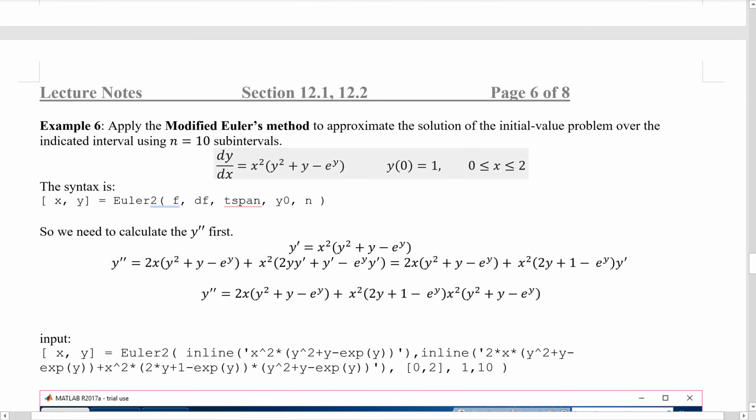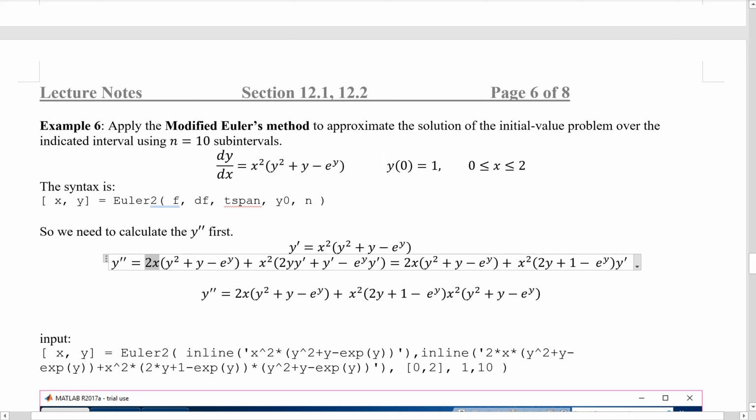So here we have the same thing, but when you input it, you had to put Euler 2, okay? And instead of one function, you also need to include y prime prime. So this is y prime. How do we find y prime prime? Well, this is product rule.